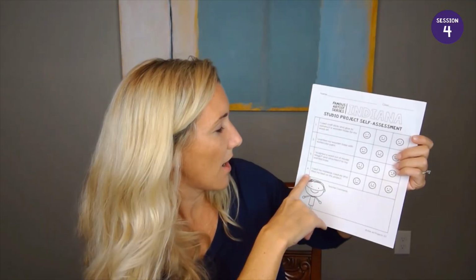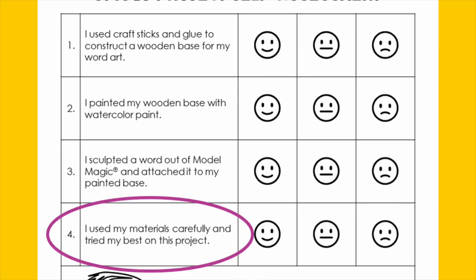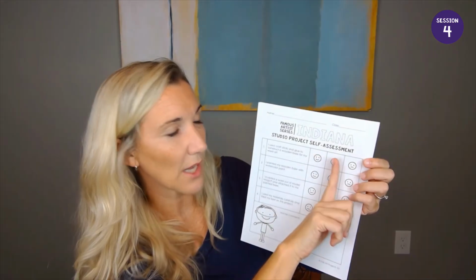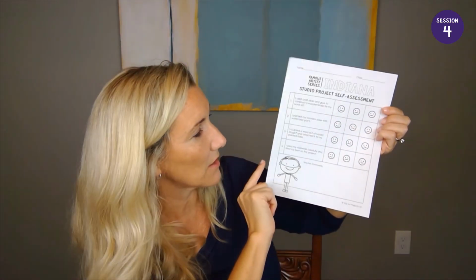Now you could take it further. Did I get it to prop up? You could have them add some indicators down at the bottom if you wanted to. But the fourth one here says, I used my materials carefully and tried my best on this project. So that's where you're getting craftsmanship, effort, that kind of thing. They are rating themselves on all 4 of these components with a smiley face, a plain face, or an unhappy face. And it's a self-assessment, so it's just meant for them to be thinking reflectively. Typically, at least in my setting, we don't grade them or anything like that.